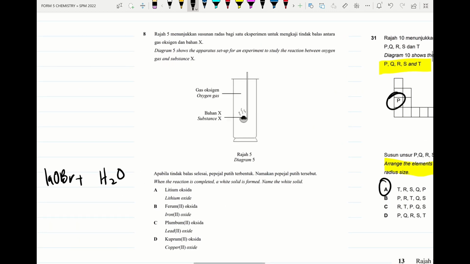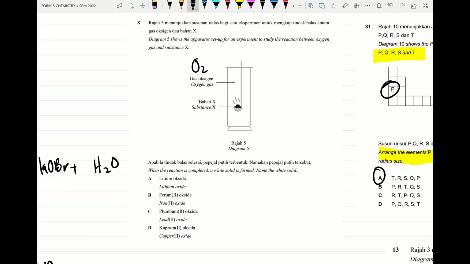All right, we move on to this question. When oxygen O2 reacts with substance X, this is the reaction of a group 1 alkali metal with oxygen. So take lithium.